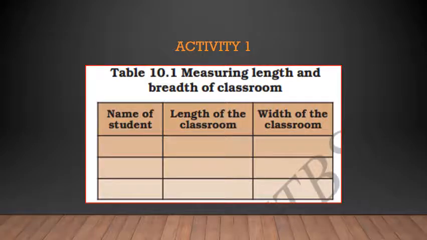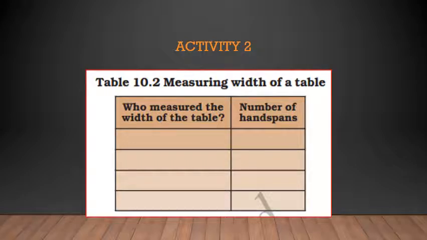Then let's move to the second activity: work in a group, and each of you use your hand span as a unit to measure the width of the table or the desk in the classroom. Hand span means the length from the tip of your thumb to the tip of your little finger. Here too you may find that you need a string length equal to your hand span and then a fraction of this string length to make the measurement. Record all the observations in the table that is on your screen. It is there in your textbook also.